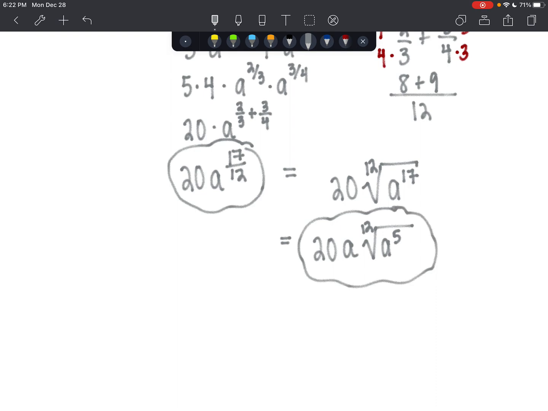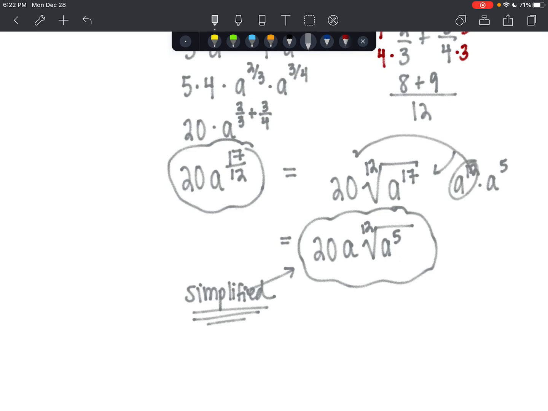And if we're rewriting in radical form, that would be the simplified version: 20a times the 12th root of a to the 5th. And that's because when you have 17 a's in there, you've got a group of 12 and 5. So one of the 12s goes to the outside. It's breaking down radicals. You've been doing that since Algebra 1, so hopefully that makes sense to you.